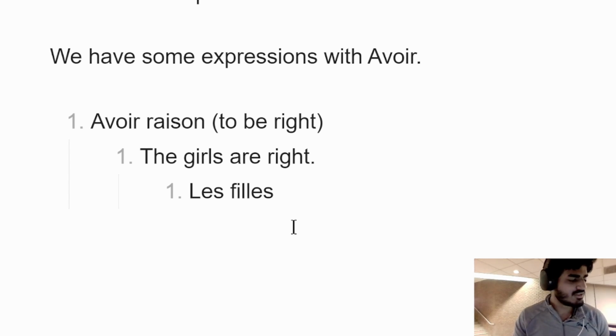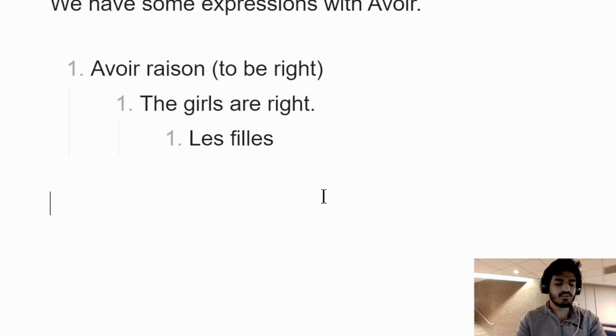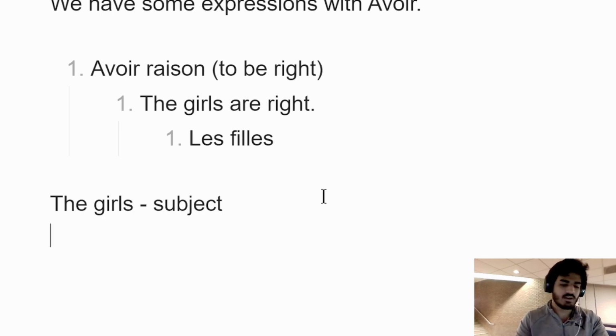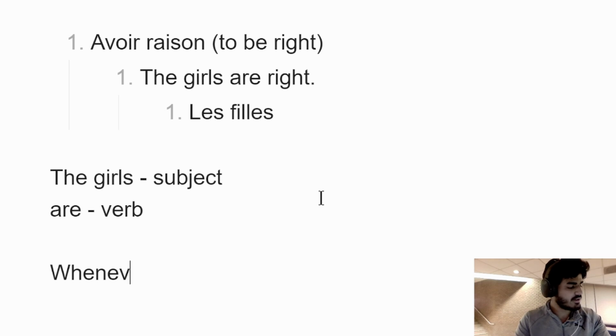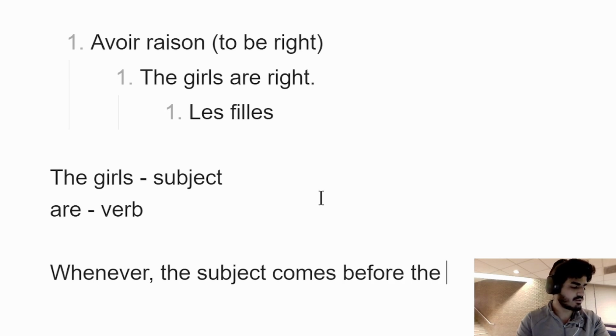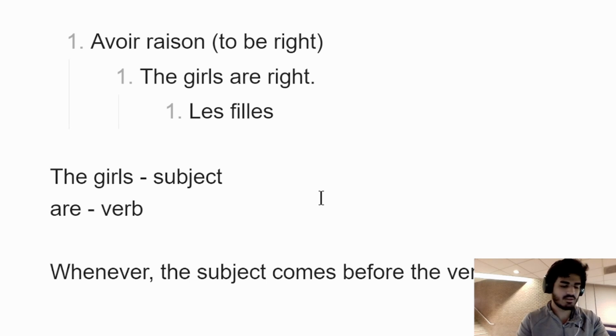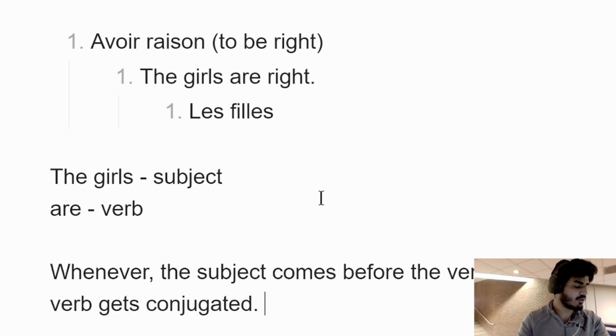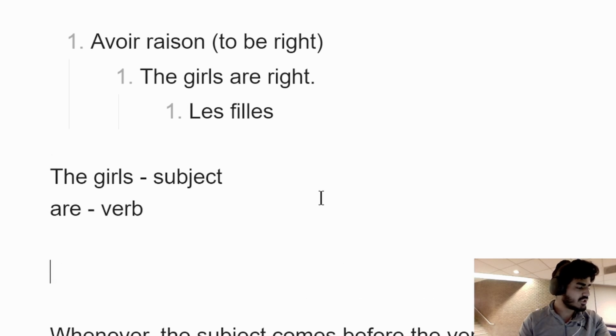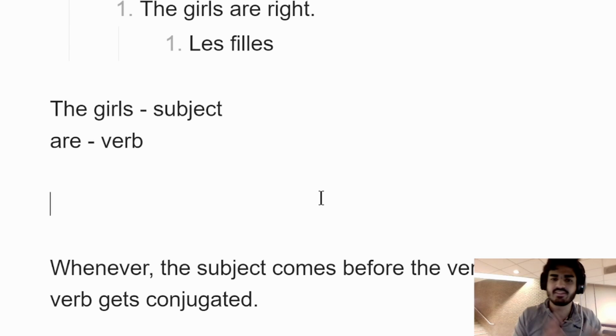Now how do I write avoir raison then? No, avoir needs to be conjugated. I'll explain why. What is the subject in this sentence? The girls is the subject, are is the verb, and right is the noun. Whenever in French the subject comes before the verb, the verb gets conjugated. Now, what does that mean?